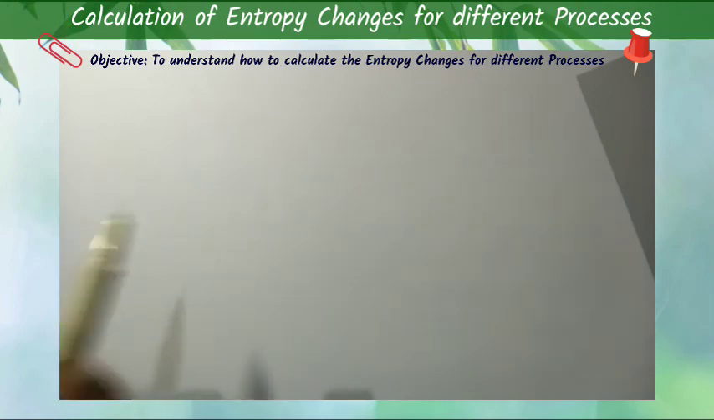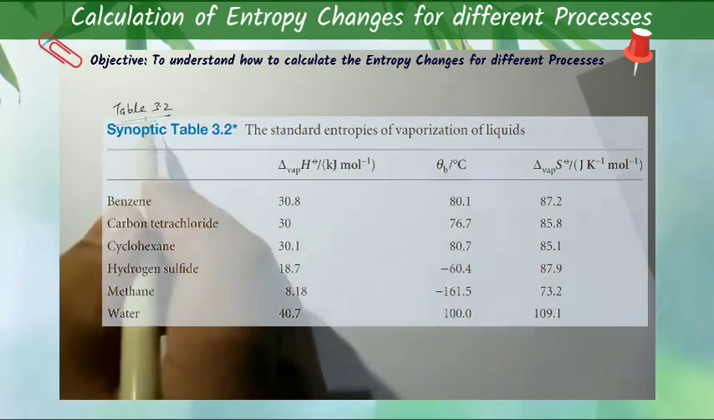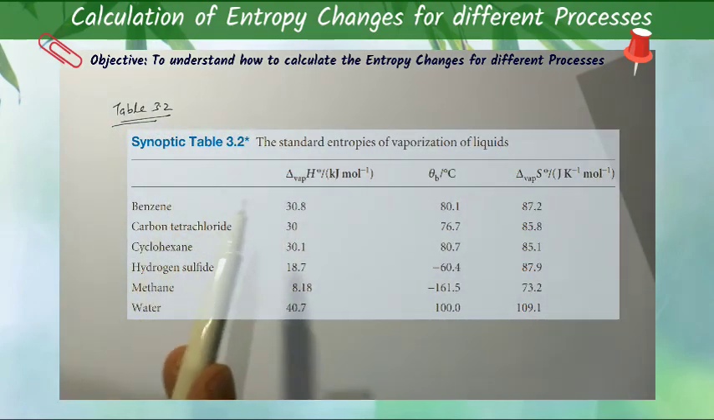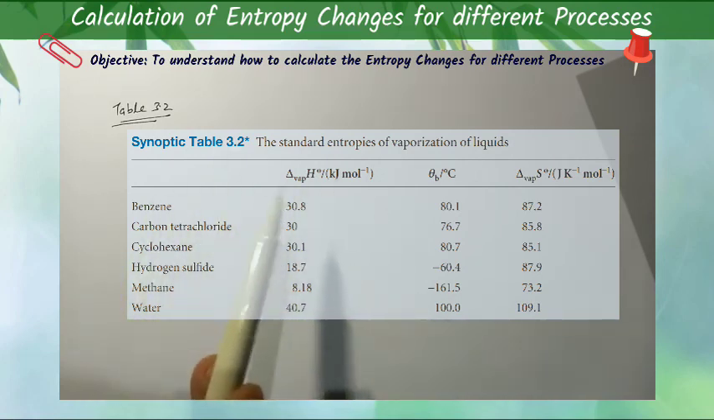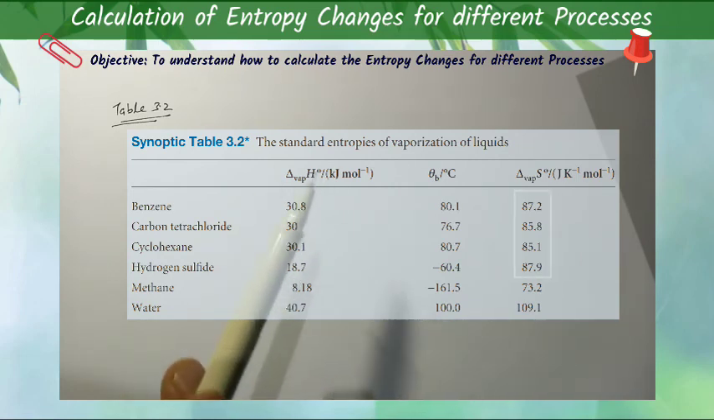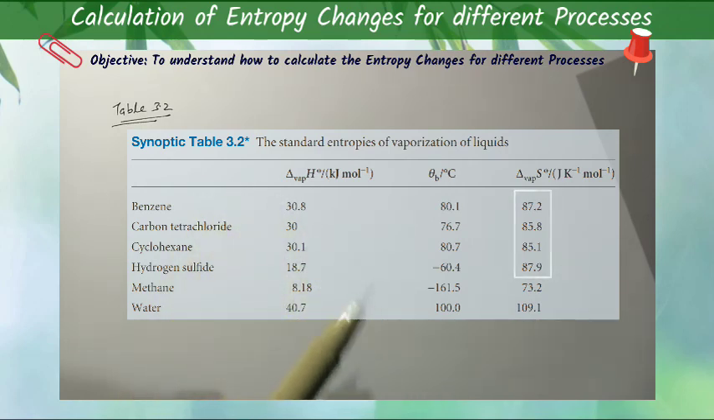Now Table 3.2 exhibits the entropy of vaporization of several liquids at their boiling points. An interesting point is that a wide range of liquids exhibit the same value of ΔvapS, the change of entropy of vaporization, which is almost 85 joule per Kelvin per mole. This experimental observation is known as Trouton's rule.